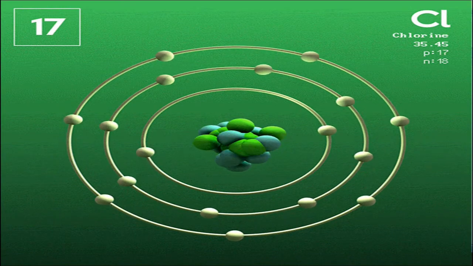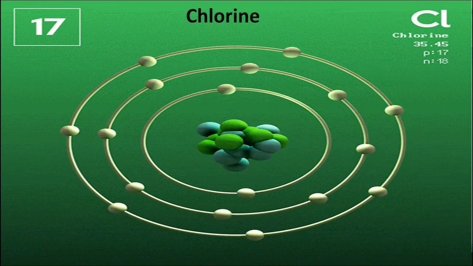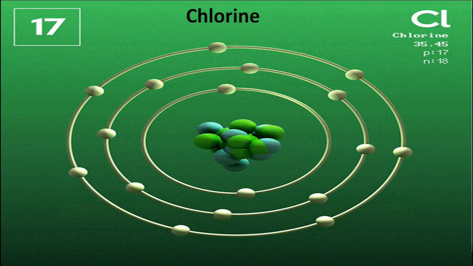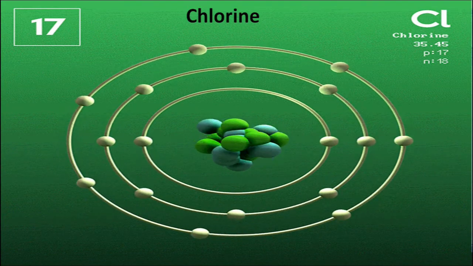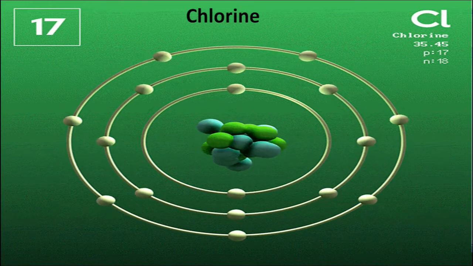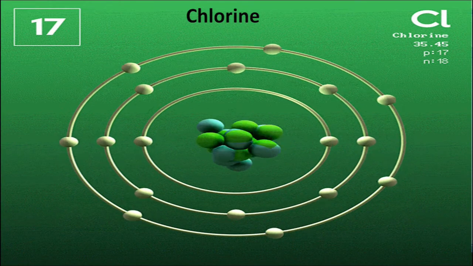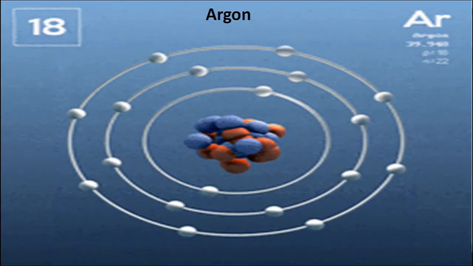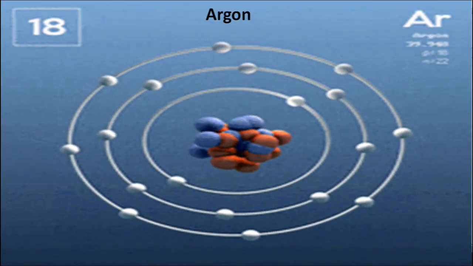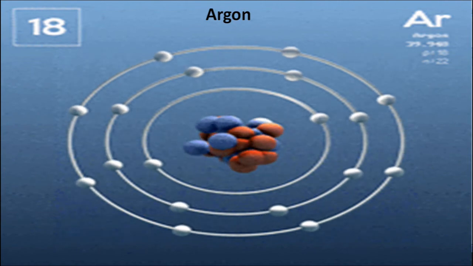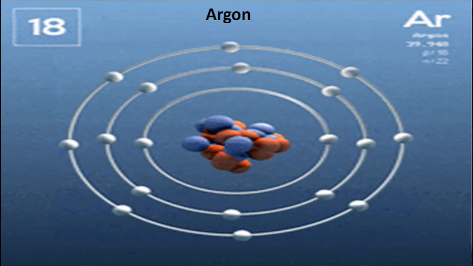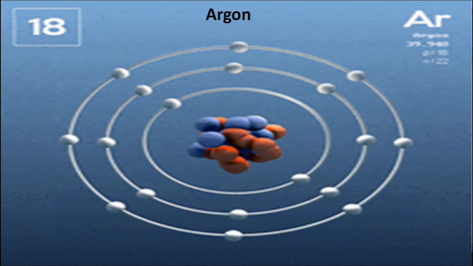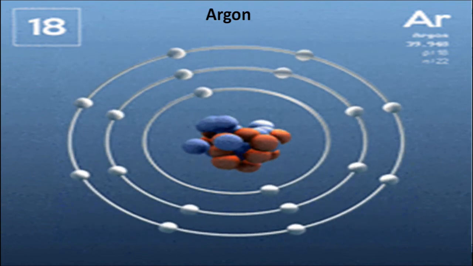Atomic number 17, chlorine. It is represented by symbol Cl. It has 17 electrons, first shell having 2 electrons, 8 in second shell and remaining 7 are in third shell or valence shell. Atomic number 18, argon. Argon has 18 electrons and is represented by symbol Ar. It has 2 electrons in first shell, 8 in second shell and remaining 8 electrons in third shell.